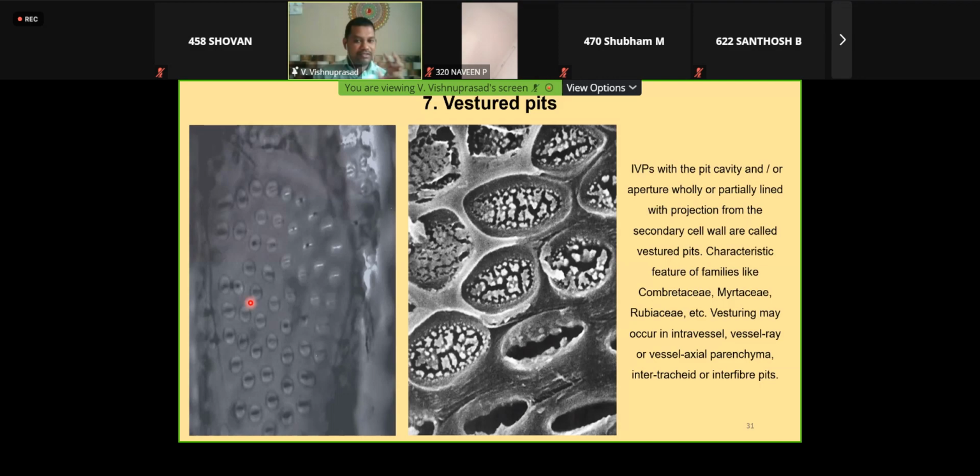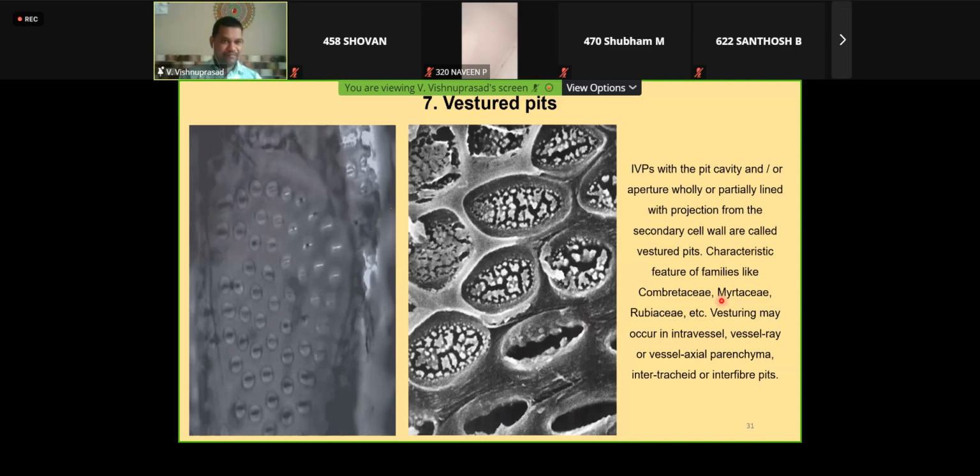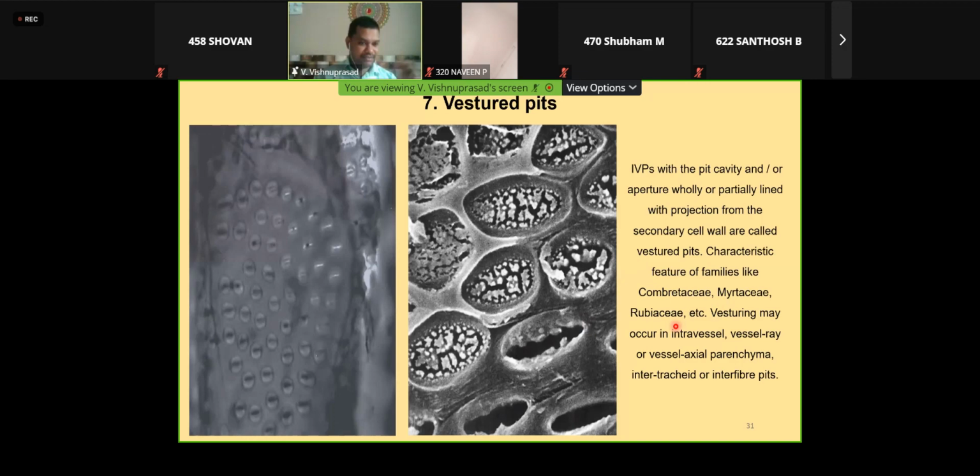So there is a projection from the secondary cell wall of the IVPs. Such features are called vestured pits. They are more commonly seen in some families like Combretaceae, Myrtaceae, Rubiaceae, etc. And it's not only on the intervessel pits. It can be on other pits in the plants as well, vessel-ray pits, or the pits between vessel and axial parenchyma, or interfiber, everywhere. But more commonly seen in the intervessel pits. Such pits are called vestured pits, and the phenomenon is known as vesturing. Again, a very important key feature.